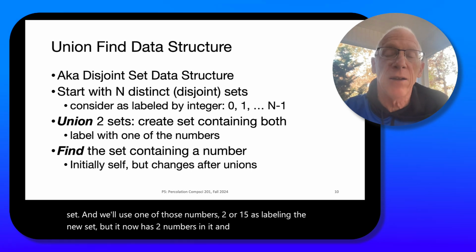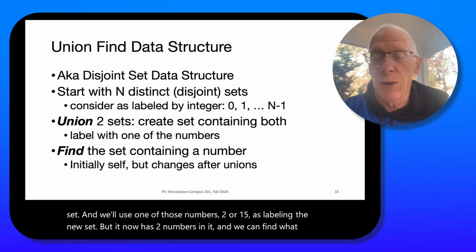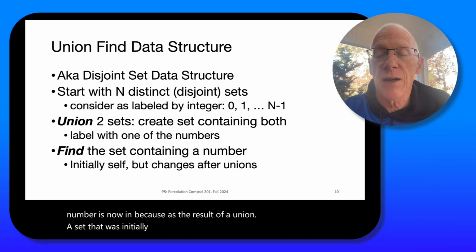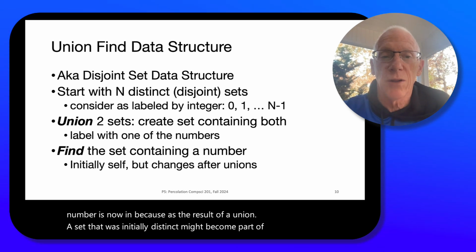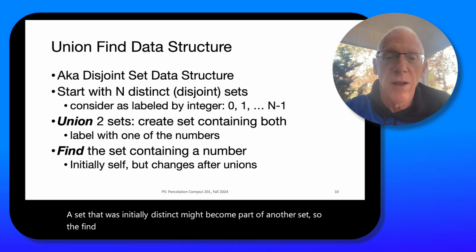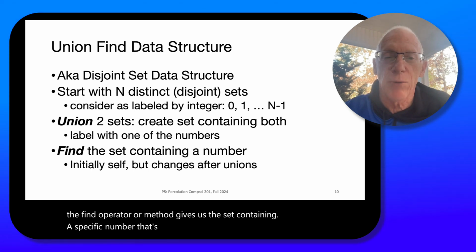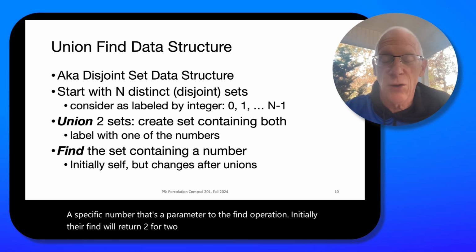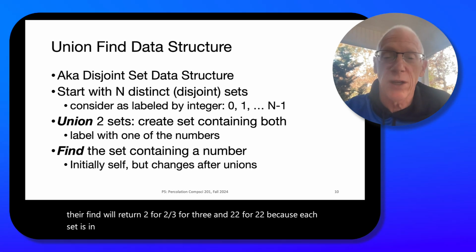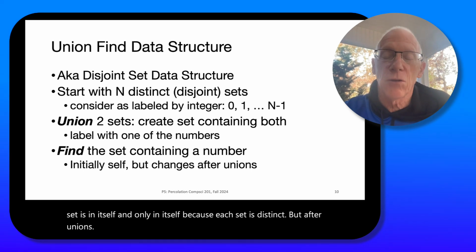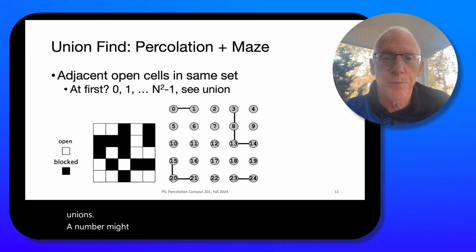And we can find what set a number is now in, because as the result of a union, a set that was initially distinct might become part of another set. So the find operator or method gives us the set containing a specific number. That's a parameter to the find operation. Initially, their find will return 2 for 2, 3 for 3, and 22 for 22 because each set is in itself and only in itself because each set is distinct. But after unions, a number might be in a new set.